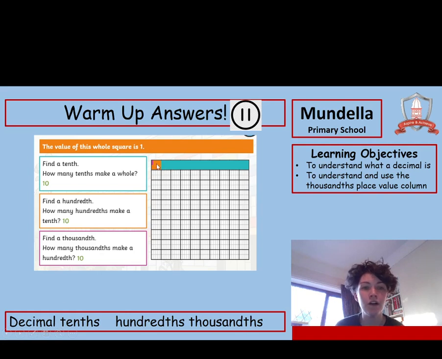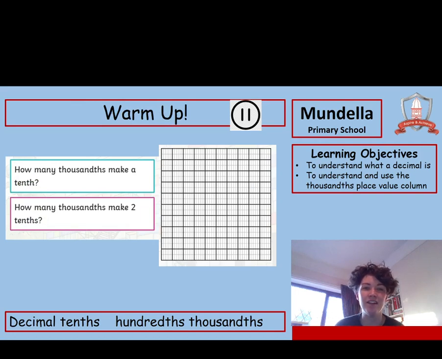Now find a thousandth. How many of those make a hundredth? And that would be 10. Can you see that little purple block there? 10 of those would make 1/100th. Very well done if you've got those answers correct. Make a note of those answers, please, in your workbooks. Pause the video now to do so.